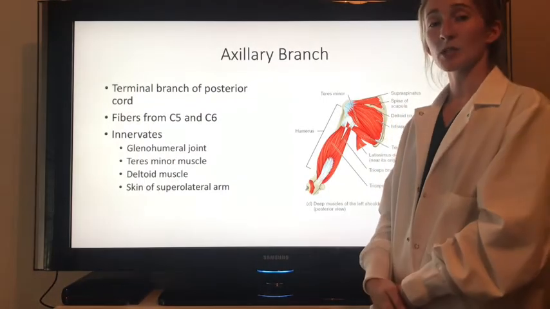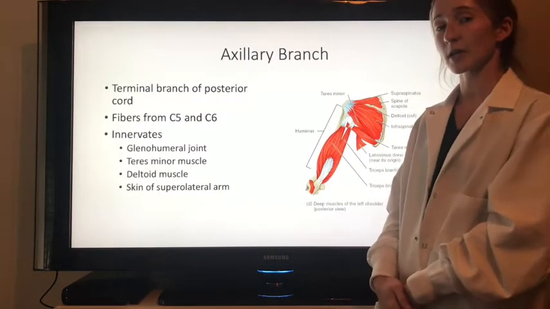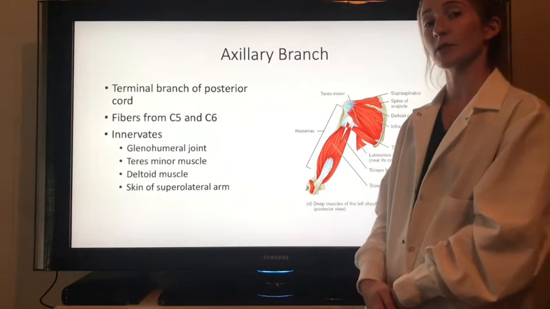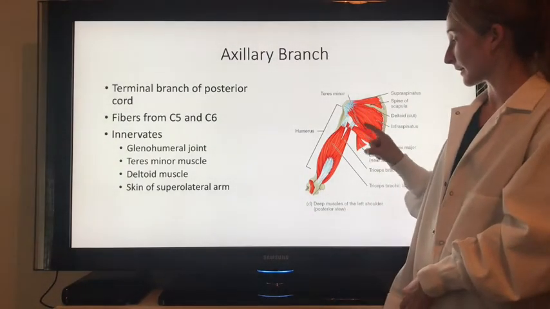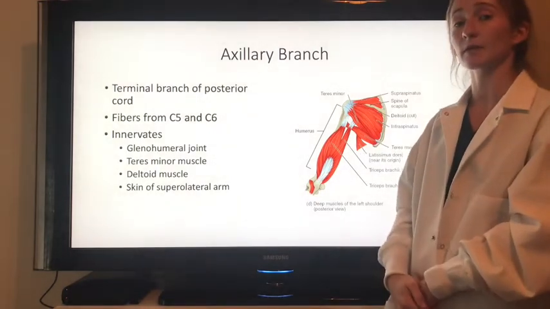The axillary branch of the posterior cord passes through the quadrangular space and wraps around the surgical head of the humerus deep to the deltoid. It innervates the glenohumeral joint, the teres minor, the deltoid, and the skin of the superolateral arm.